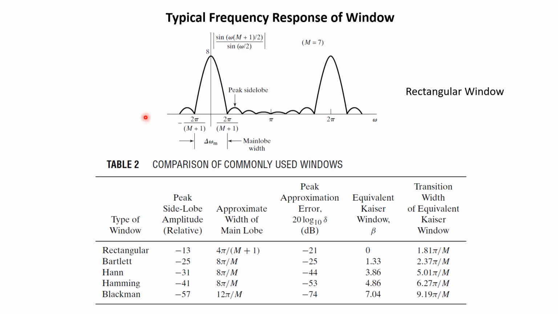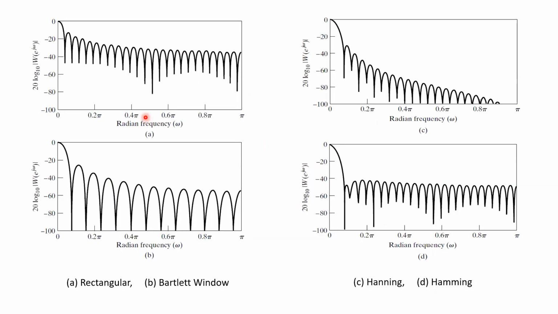So if you see the typical frequency responses of the different windows, here it is for the rectangular and Bartlett window, you will be able to get this kind of frequency response, right? So here we have the digital frequency up to pi, and this is our main lobe, okay, and these are our side lobes, right? So this will be our side lobe, and here it is the main lobe. So we have to find out what is the width of your main lobe.